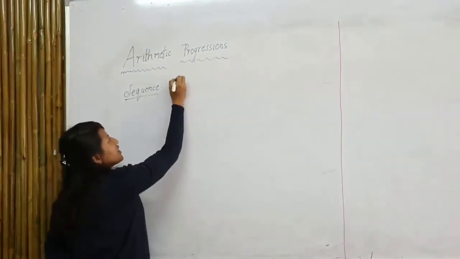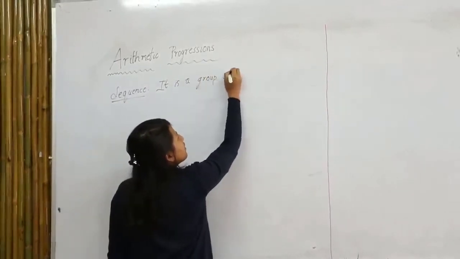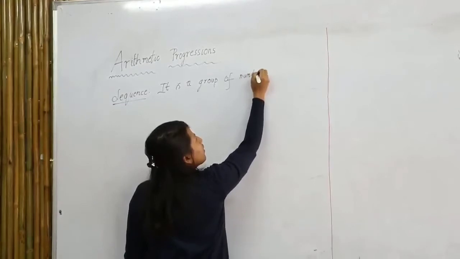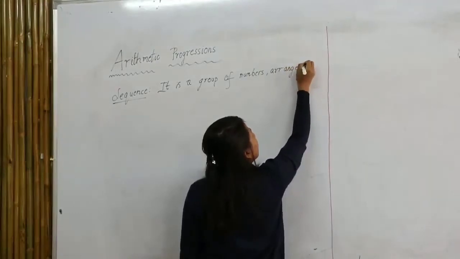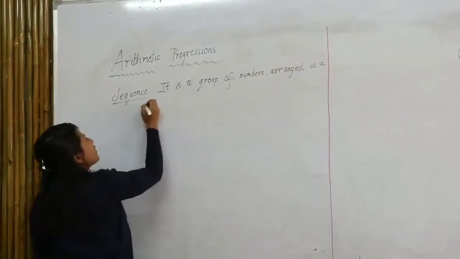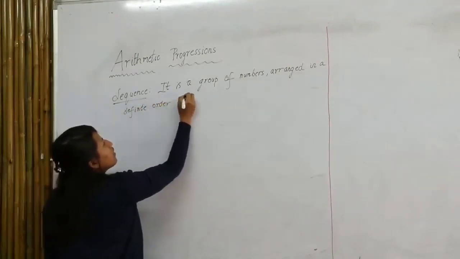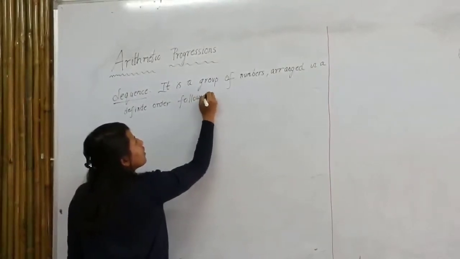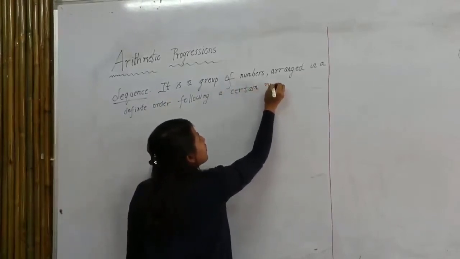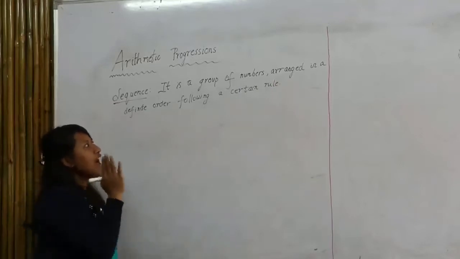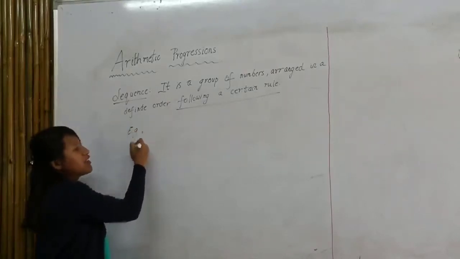So what is it? A group of numbers arranged in a definite order following a certain rule. So they have to follow what? A certain rule. Let's take this with the help of an example.